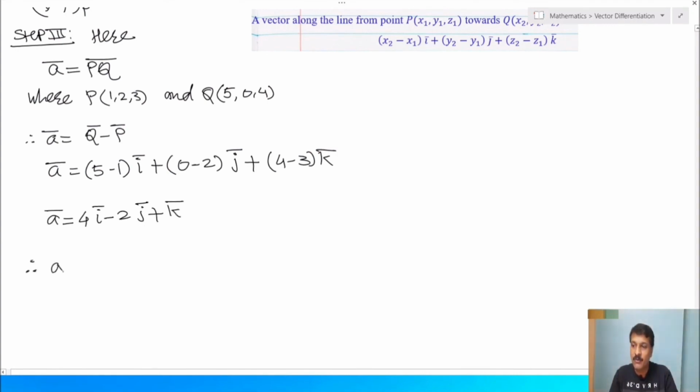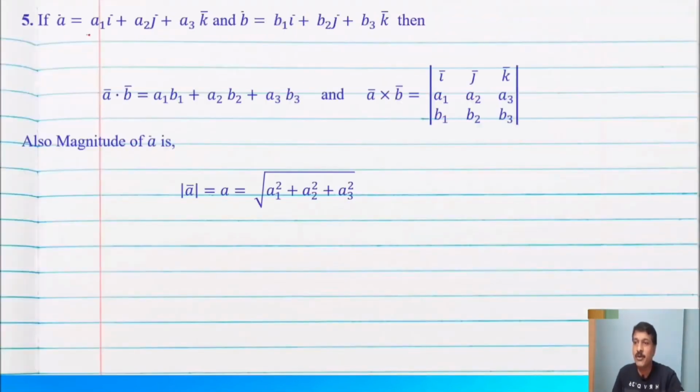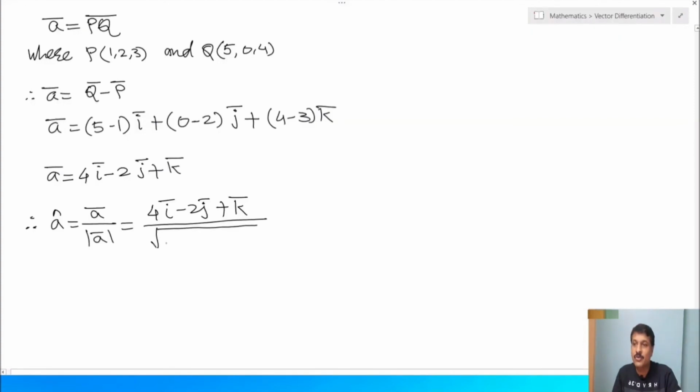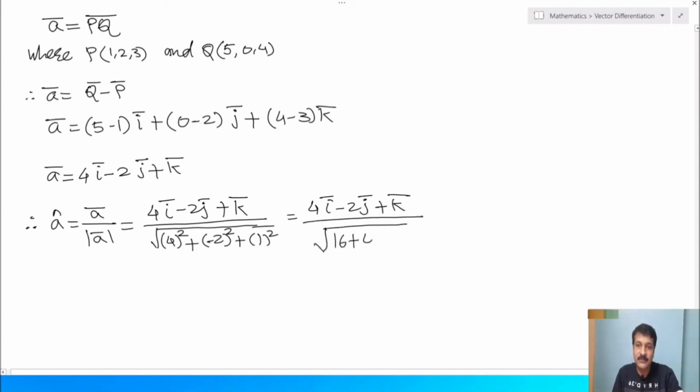Therefore, we want to find A cap, which is equal to A bar upon mod of A. It means 4i minus 2j plus k upon the magnitude of A. We know if A is a vector, then the magnitude of A is under root of A1 square plus A2 square plus A3 square, and therefore I am getting under root of 4 square plus minus 2 square plus 1 square. So that is 4i minus 2j plus k whole divided by under root of 16 plus 4 plus 1, which is 21. So A cap equals 1 by root 21 into 4i minus 2j plus k.